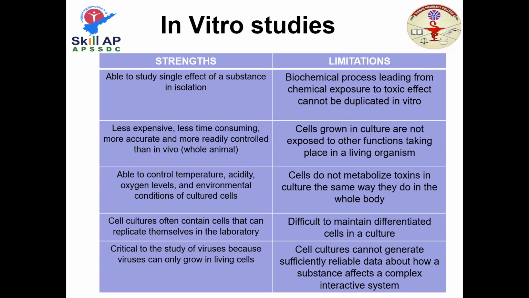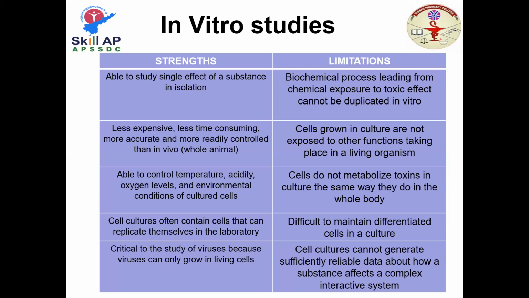For every animal study, it takes a minimum of 1 week to n number of weeks, whereas in cell culture, within 2 hours to 48 hours, we can get the results. Less time, because for any corporate world, time matters a lot compared to money. So it is less expensive, less time consuming, more accurate and readily controlled.